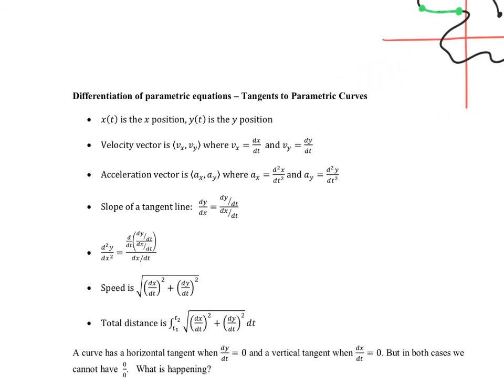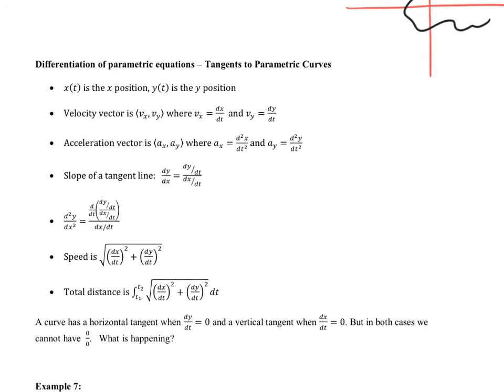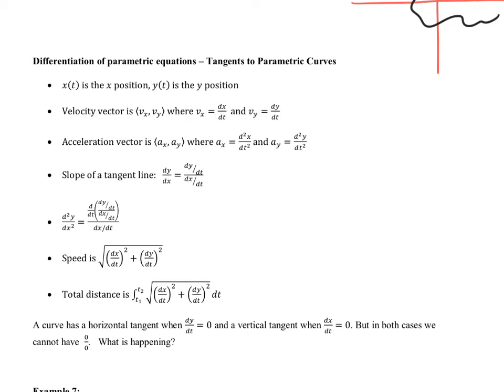So this list of formulas is going to be really important to memorize. First off, the x position of a particular particle is x of t, and the y position of a particular particle is y of t. So x as a function of t and y as a function of t.